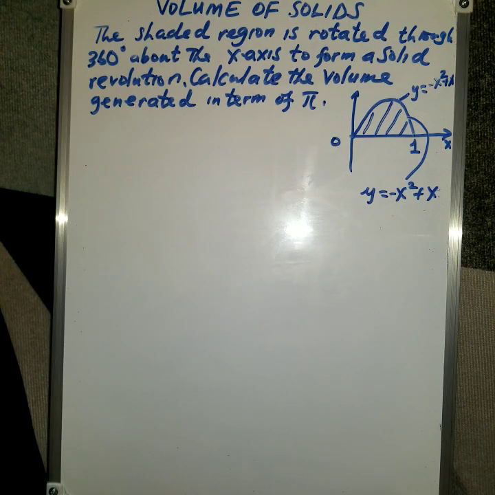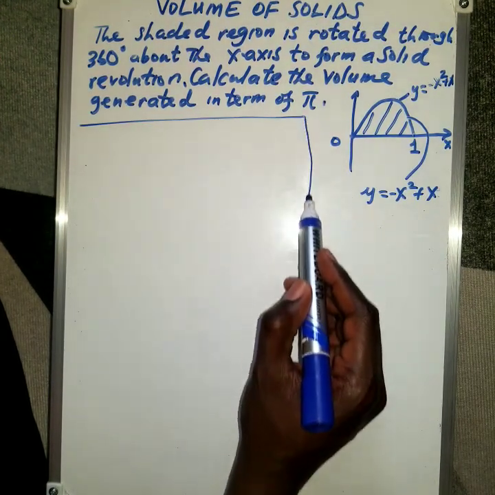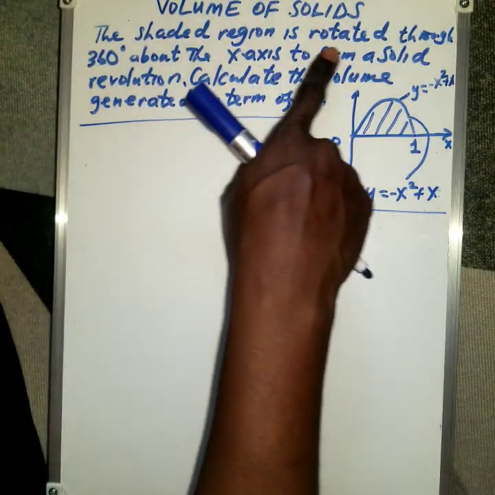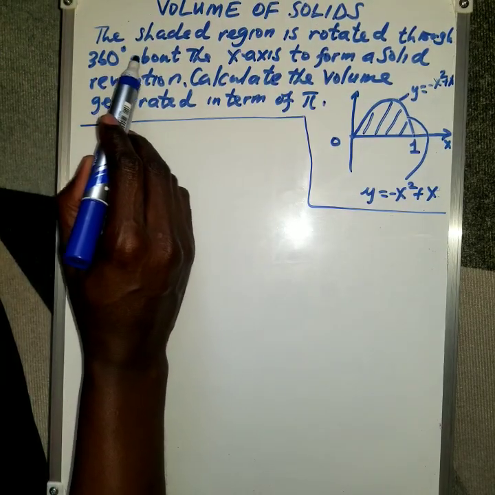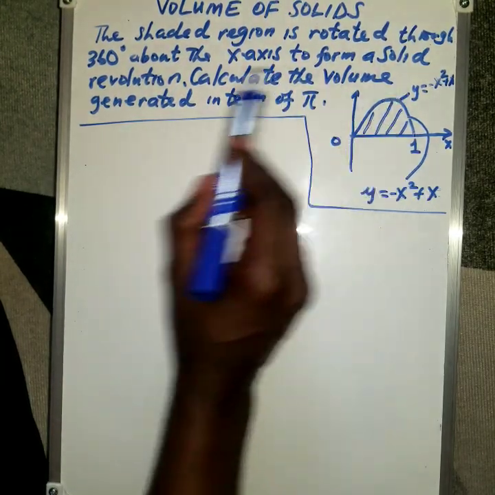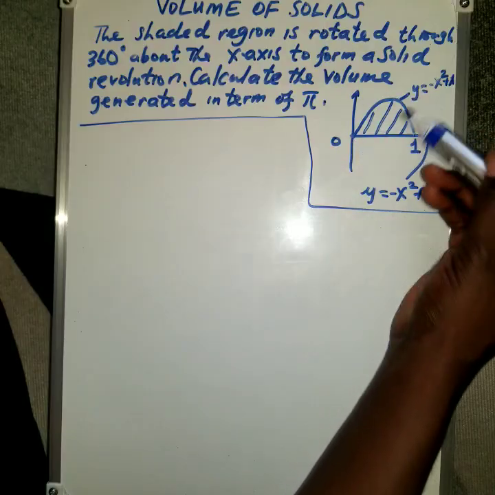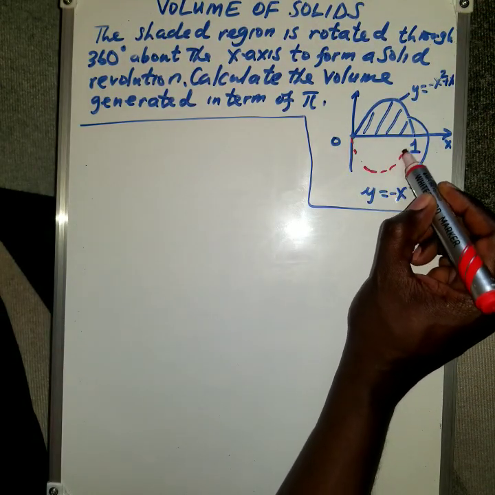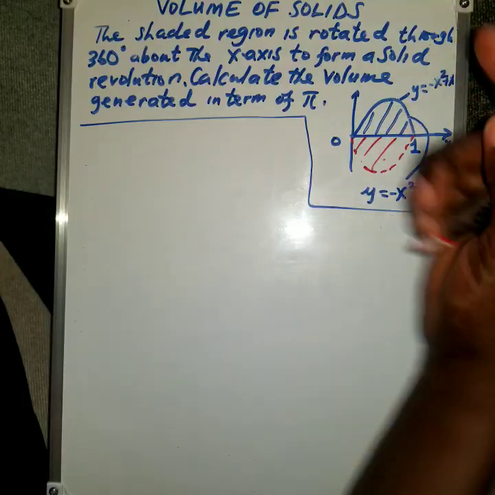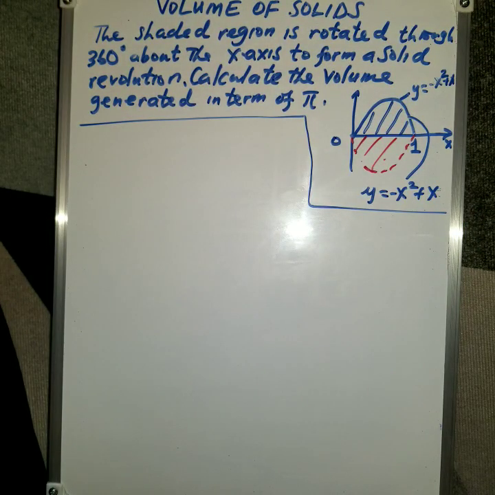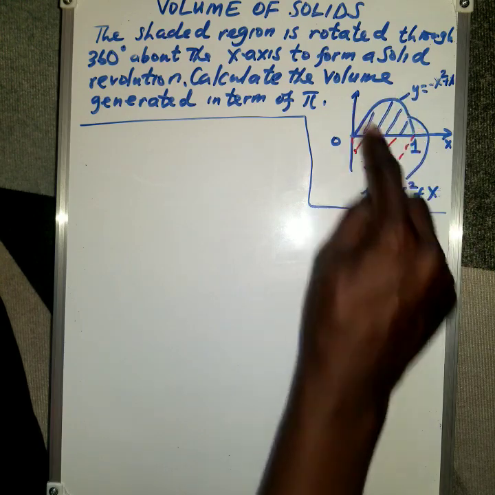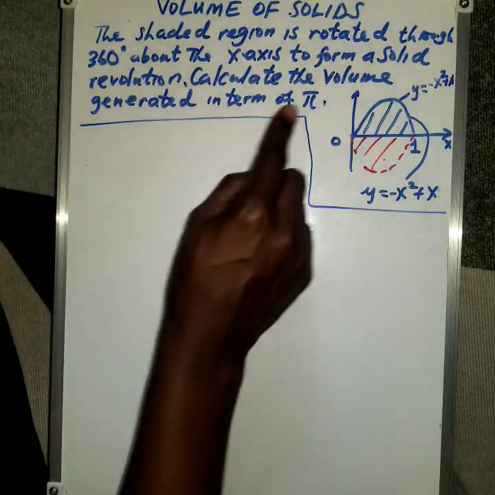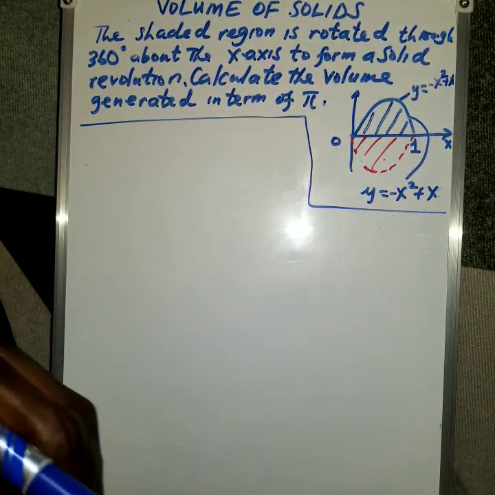So welcome again to this video as we continue finding the volume in your additional mathematics. It says the shaded region is rotated through 360 degrees about the x-axis to form a solid of revolution. So this region is rotated, and when it is rotated 360 degrees, you are going to have a solid. The equation of that curve is y is equal to negative x squared plus x. Then it says calculate the volume generated in terms of pi.